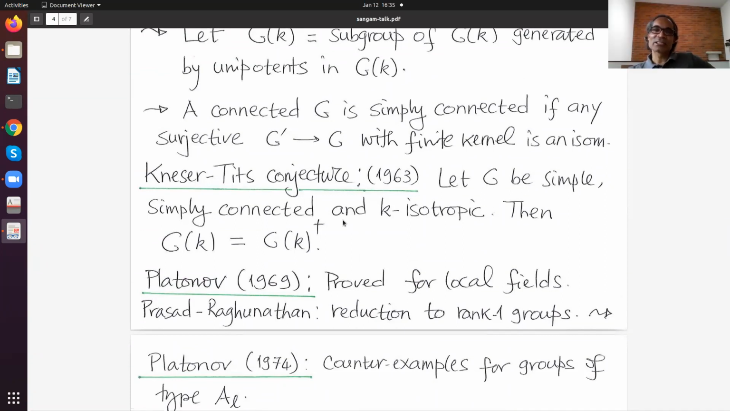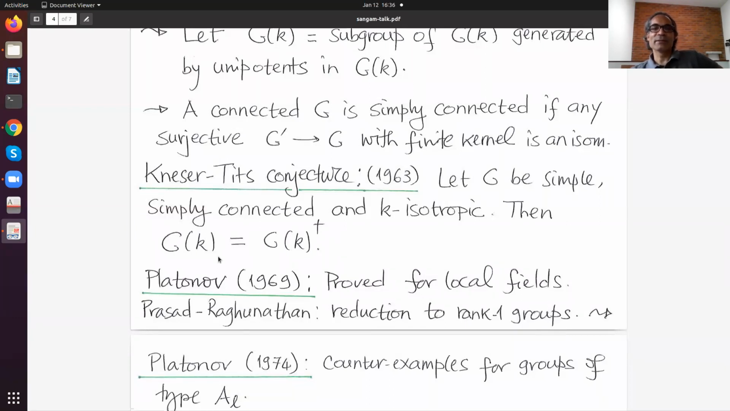So let me come to the Kneser-Tits conjecture. This was formulated in 1963 with the evidence coming from the field of real numbers, finite fields, p-adics, or whatever little one knew till then for what are called global fields. This conjecture was that if I have a simply connected and isotropic group, remember, isotropy is particular to the field. A group may very well be anisotropic over K, but if you go to an extension, it becomes isotropic. Just like finding zeros of polynomials, right? A polynomial may not have roots over the field, but if you go to some extension, you find roots. Similarly, isotropy is something like that. So if you have a group which is simple, simply connected and K-isotropic, then the conjecture says that G(K) equals G(K)^+, which simply means G(K) is generated by all the unipotents.